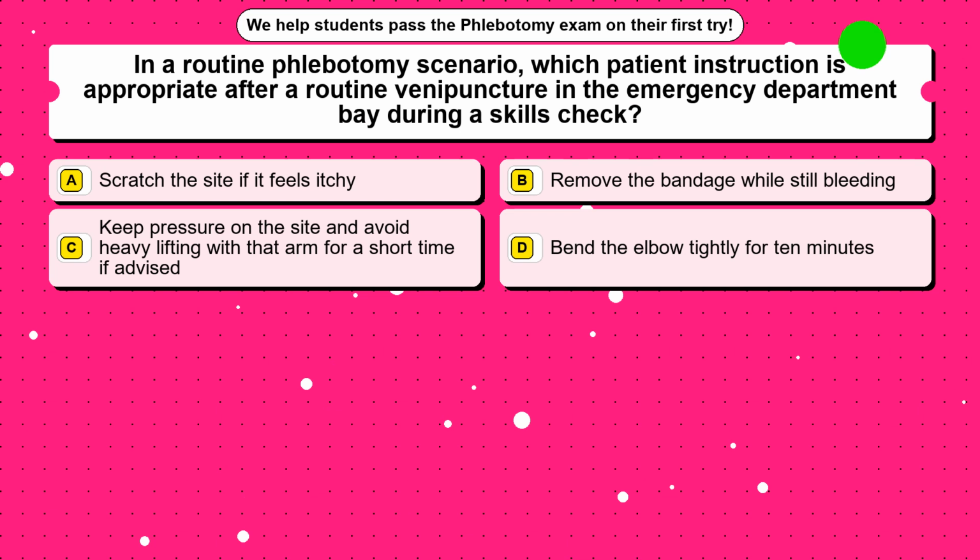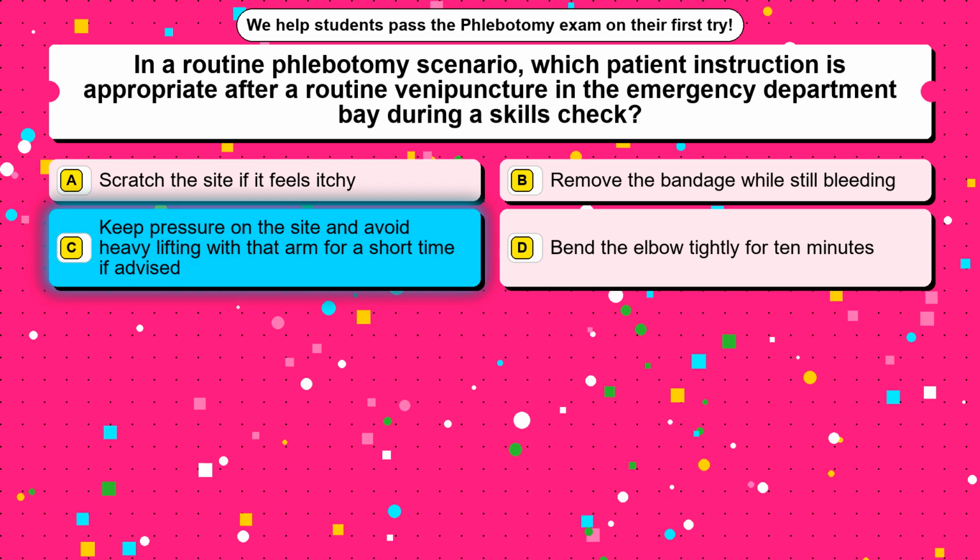Question 61. In a routine phlebotomy scenario, which patient instruction is appropriate after a routine venipuncture in the emergency department bay during a skills check? Option A. Scratch the site if it feels itchy. Option B. Remove the bandage while still bleeding. Option C. Keep pressure on the site and avoid heavy lifting with that arm for a short time if advised. Option D. Bend the elbow tightly for 10 minutes.